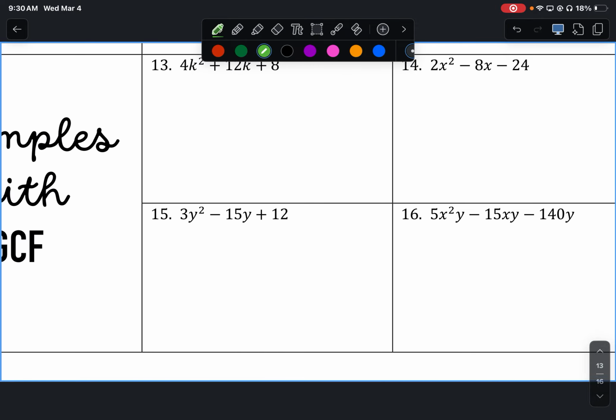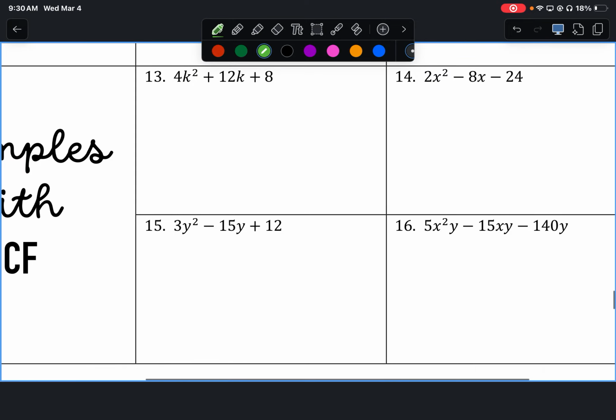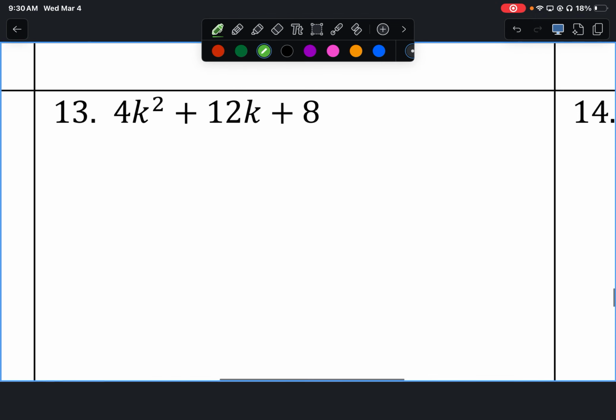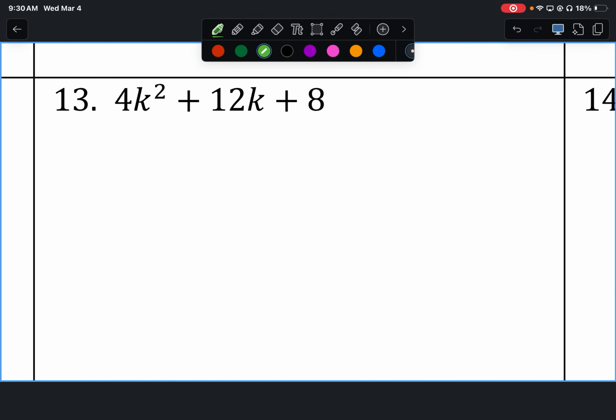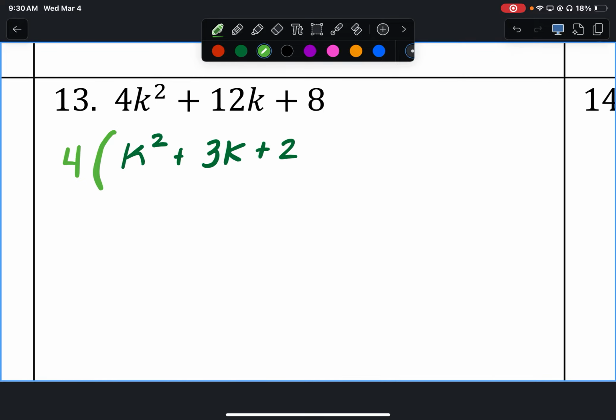questions 13, 14, 15, and 16. Okay? What can I do before I factor the trinomial for number 13? What can I take out of all three of those things? Does it have a GCF? What is the GCF? 4. So when we take out the GCF, it will leave us with what? k squared plus 3k plus 2.